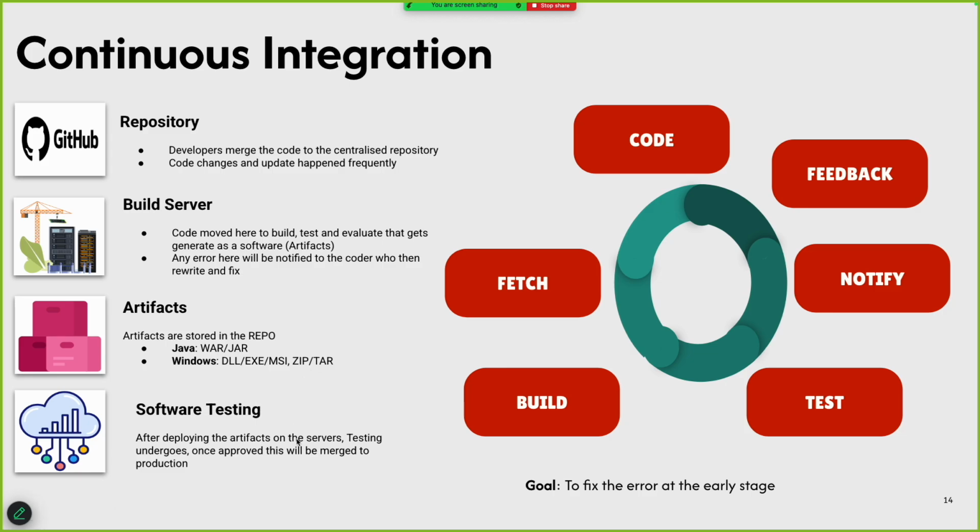The testing team, mostly automated, will run tests on these artifacts. At this point it is called artifacts. It will undergo testing in the server, and once it is validated or approved, it will merge into the production. After it merges into the production, it is called the pure software. Understood, guys?